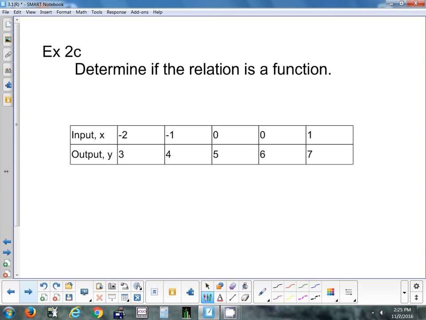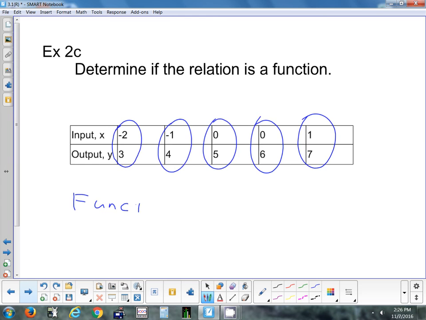Okay, this time, instead of having everything written out separately, these are your ordered pairs right here. X and a Y, X and a Y, X and Y, X and Y, X and Y. You don't have to tell me what the domain and the range are here. All I want to know is if this is a function.